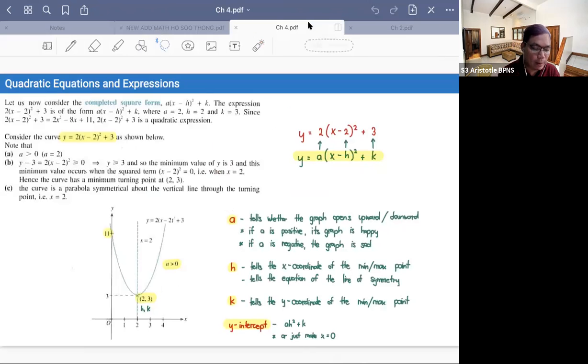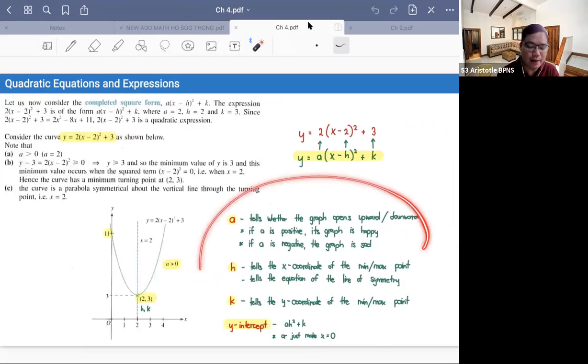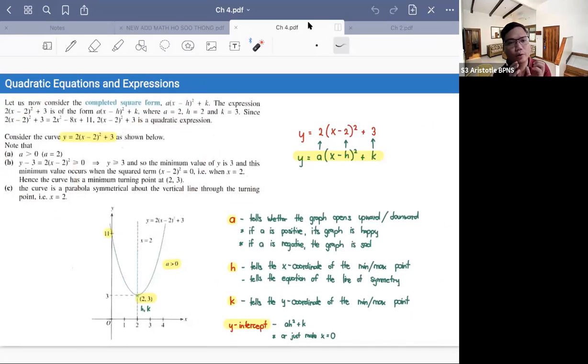Now, here I made an outline, class. This is for you guys, so you don't have to read everything like this. Basically, class, the question here is, how can we graph a quadratic equation given a quadratic equation in completed square form, or when we did the completing the square?